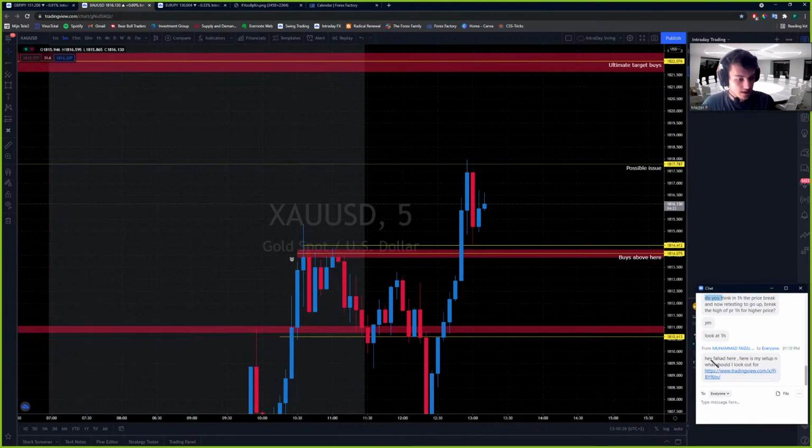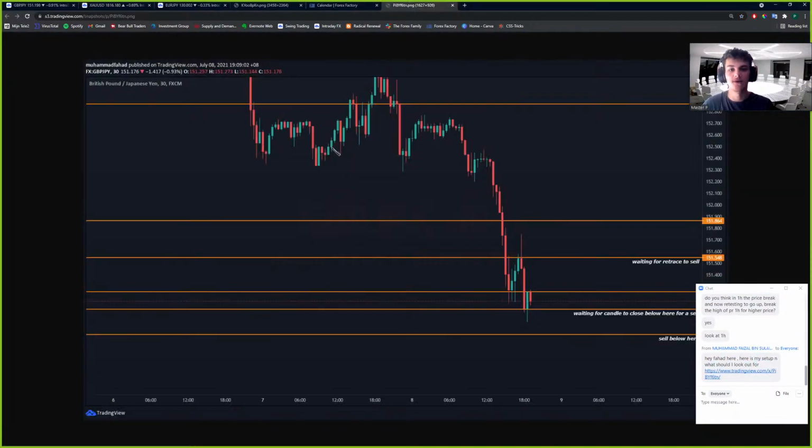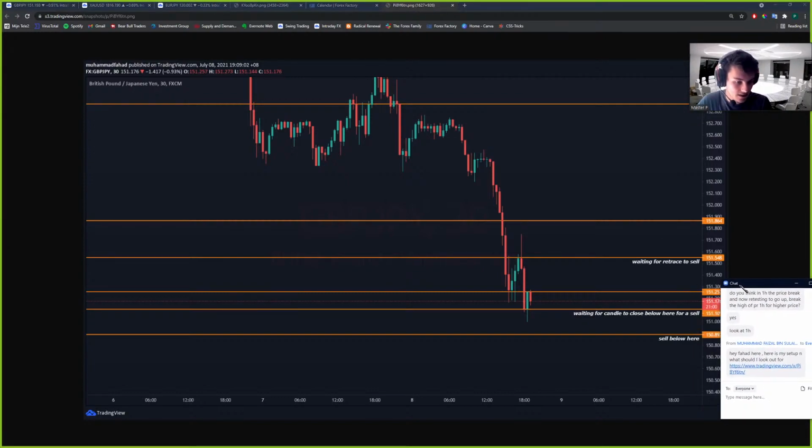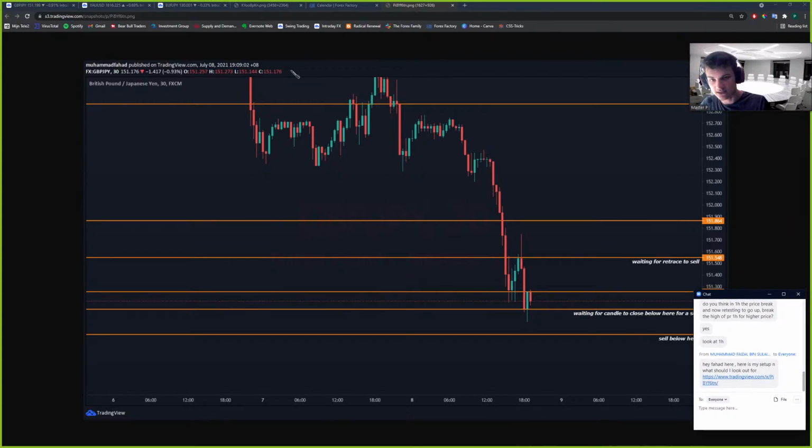Ooh, he says, "Hey Fahad, here's my setup and what I should look out for." Let's take a look, I guess. I don't know if it's meant for me, but waiting for candle to close below here for a sell below here, waiting for retrace to sell. Yeah, it makes sense. I like it.